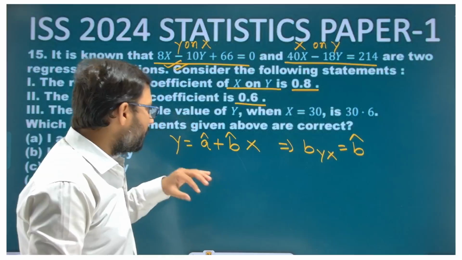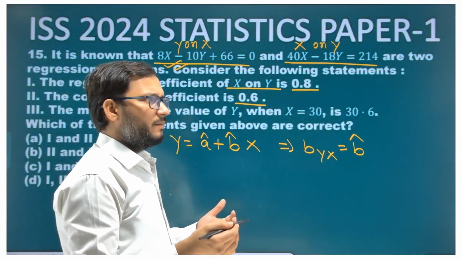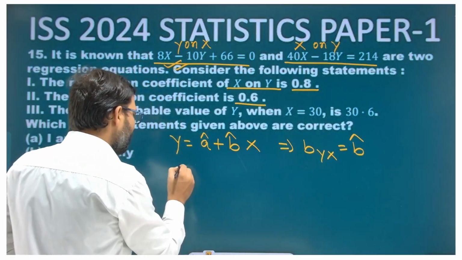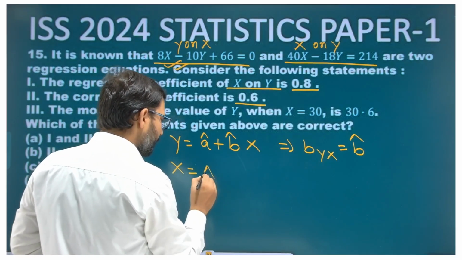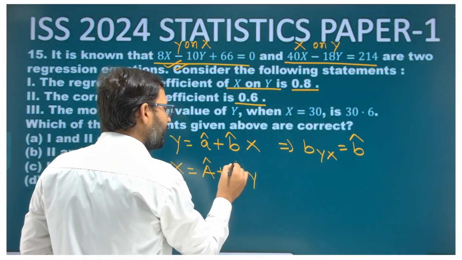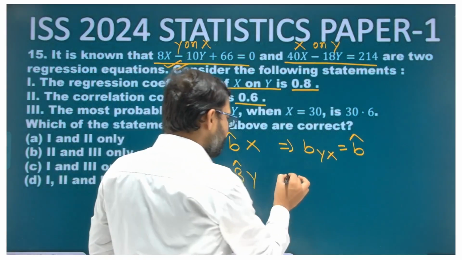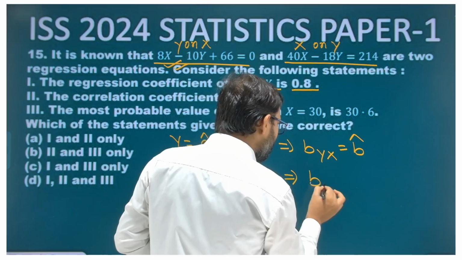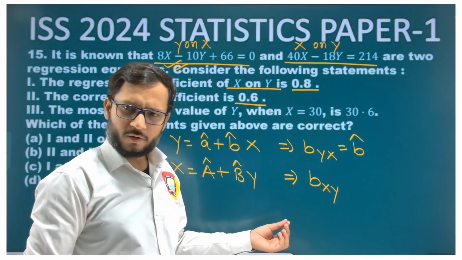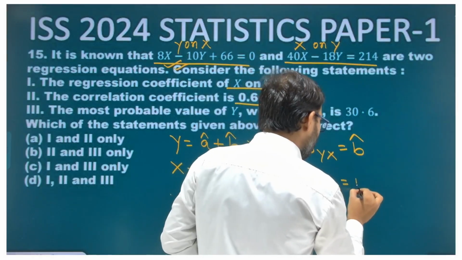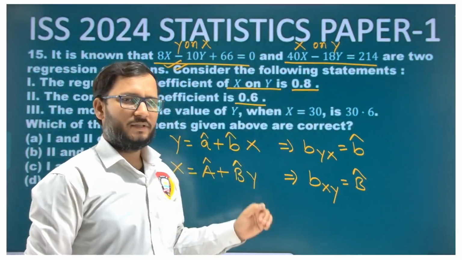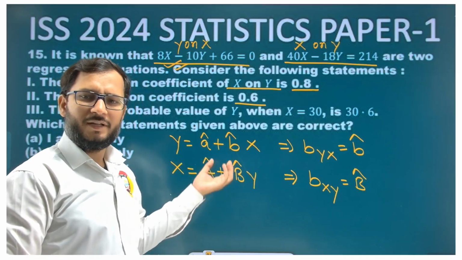And when we were writing the regression equation of x on y, we generally write x equals a plus by, or in other terms, a cap plus b cap y, where this b cap is nothing but bxy, which is the regression coefficient of x on y. Got the point? And this was b cap. So what we will do here is write these two equations in this format.